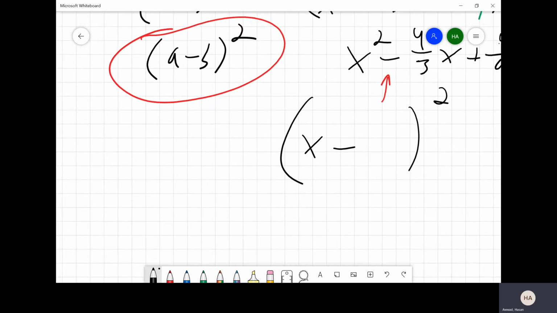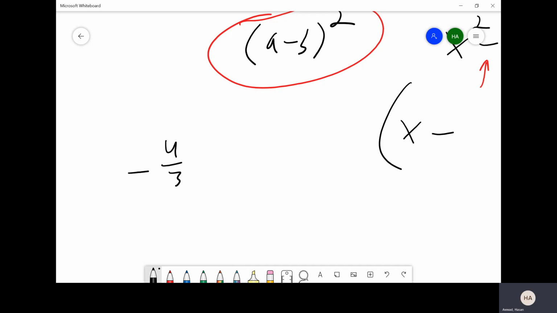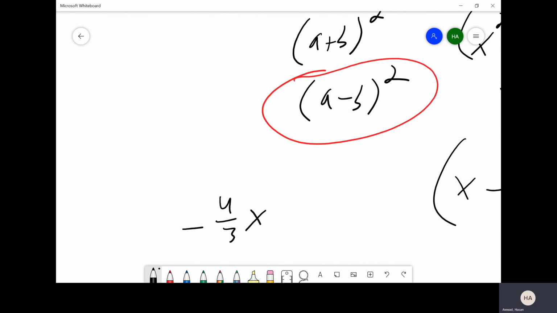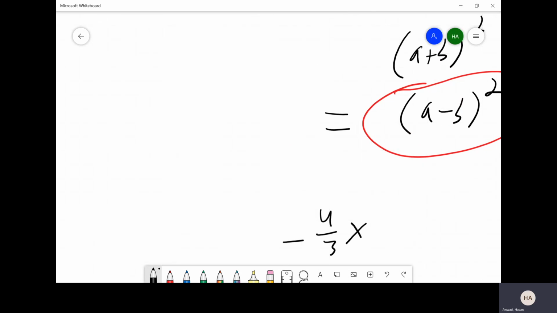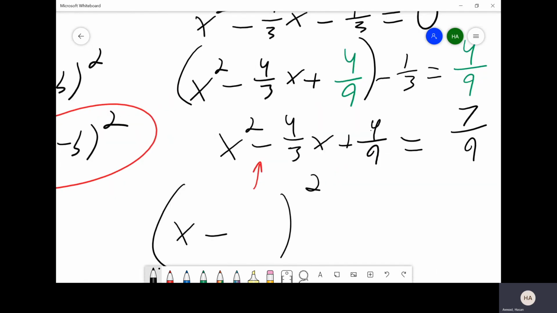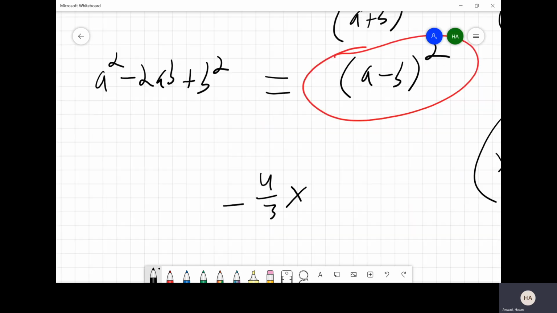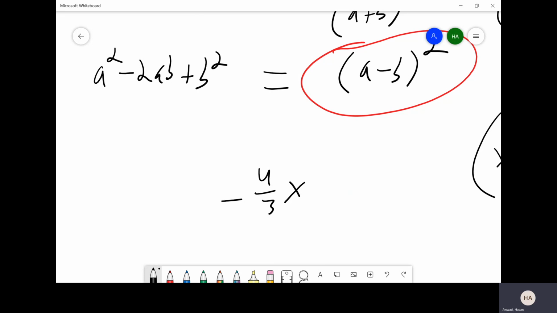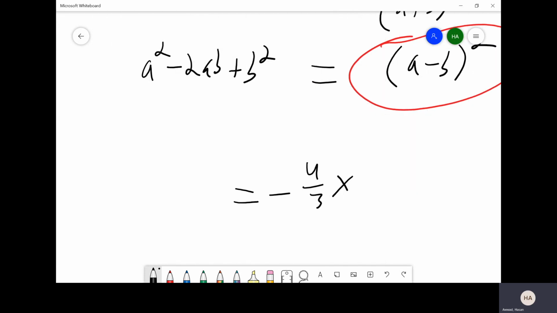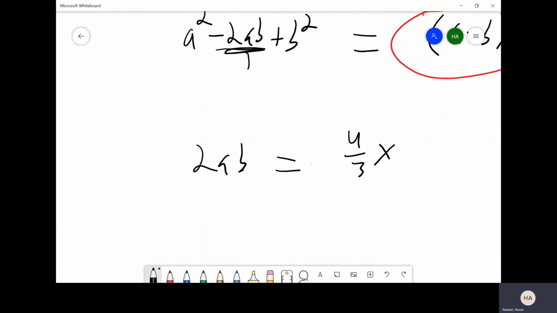If you're looking at your middle term, we're looking at negative 4/3 x, right? But what do we know about a minus b squared? Well, when it's expanded, which is what we have here, we have the expanded version, right? We're trying to go backwards. When it's expanded, it's in the form of a squared minus 2ab plus b squared. So if our middle piece is minus 4/3 x, this is the same thing as the minus 2ab, right? It's this middle term here. So obviously we can get rid of the negatives because we have negatives on both sides. We're going to just multiply by -1 or divide by -1, however you want to think about it.